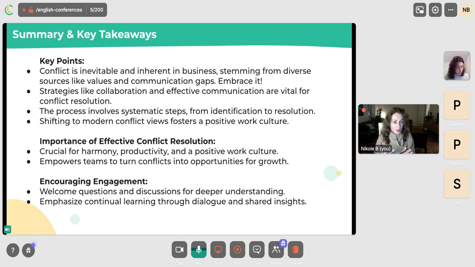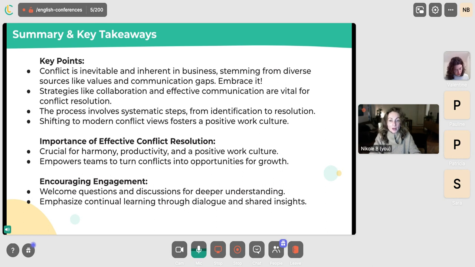You can't get away from it. People should learn that it is natural to have conflict. It's normal to come from diverse people, values, and communication gaps. What you should do is embrace it. Think about it as a way where it can help you foster creativity and better solutions. Strategies like collaboration and effective communication are vital. It's the most important thing for conflict resolution.